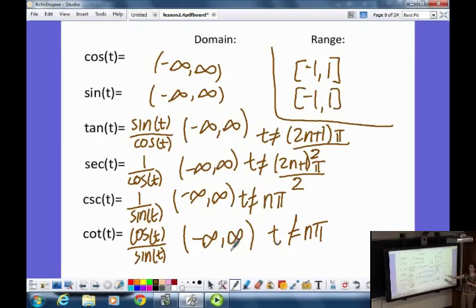So these will all help you on the graphs to make sure you get them correct. But also, if you find a cosine of t that's less than negative 1 or greater than 1, you know you got it wrong because that's not in the range for cosine of t. So these will help you check yourself after you've done your work.